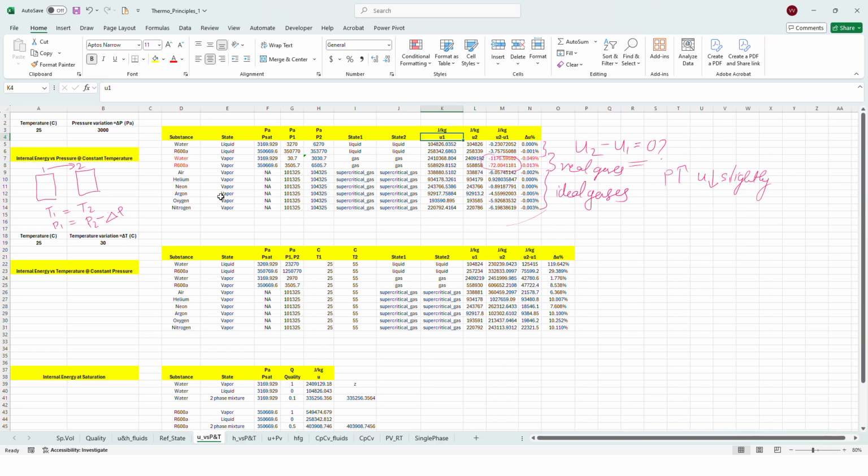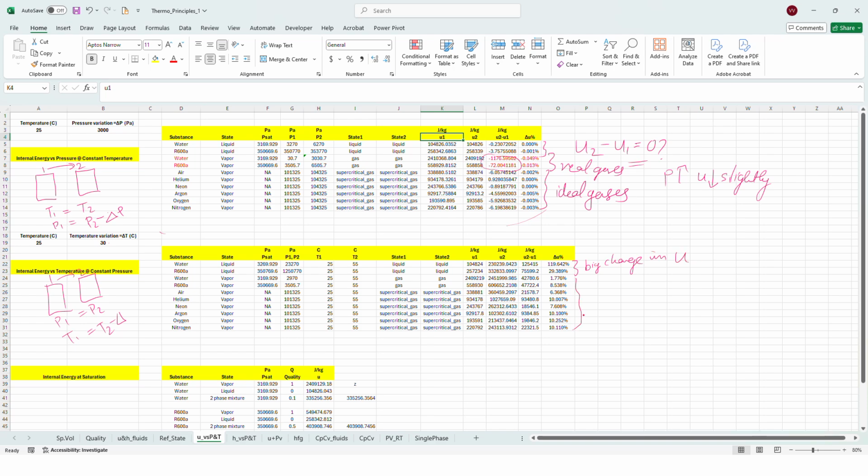In terms of temperature, now consider the scenario where it's all about temperature. Okay, so you have two systems. P1 is equal to P2. It's the same system going from one state to the other. What is the difference? T1 is equal to T2 minus delta, and that delta is 30 degrees C. In that scenario, for liquids, there's a big change in internal energy.